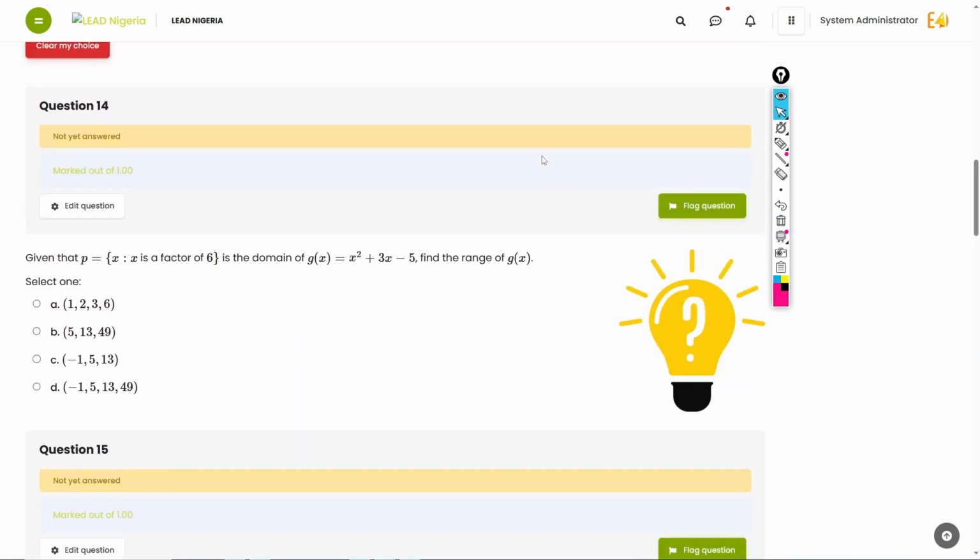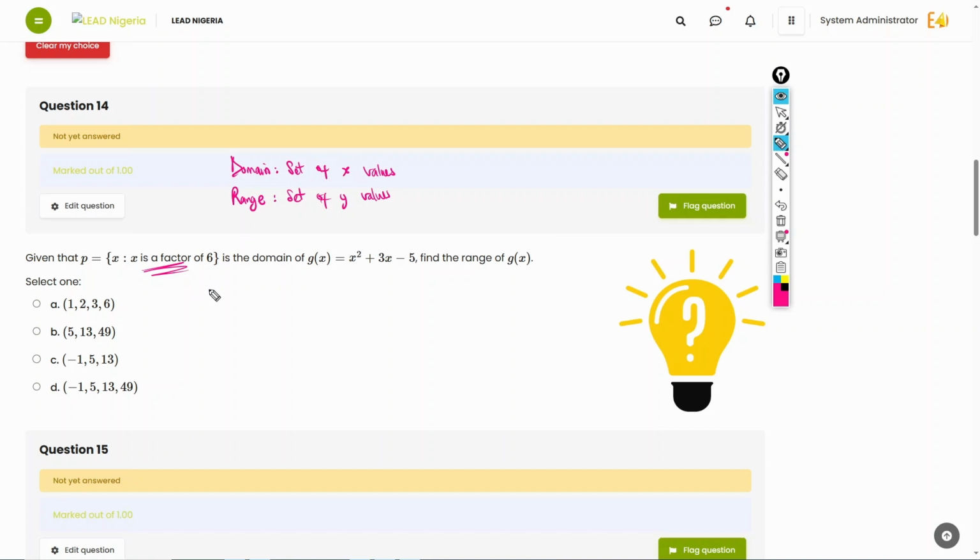All right. Question 14 says, given that x is a factor of 6, is the domain of that. So domain basically represents your domain. Your domain is the set of x values, and your range is the set of y values for that particular function.